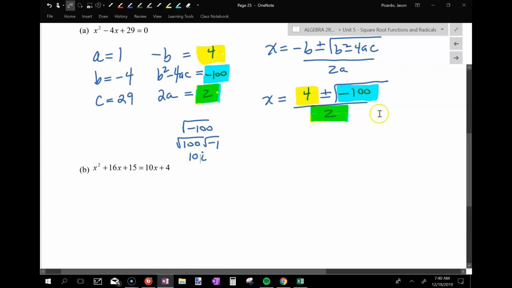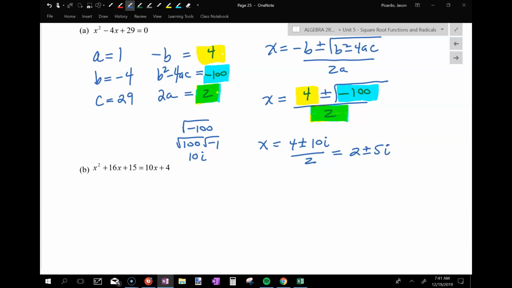So I can go back to this now, and I can rewrite this as 4 plus or minus 10i over 2. And check it out. What do all of these numbers have in common? A factor of 2. And so if I take 2 out of everything, I'm left with 2 plus or minus 5i, right? And our calculator was able to find that solution using complex roots of the polyroot function.